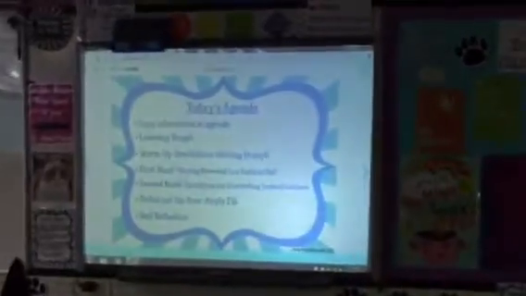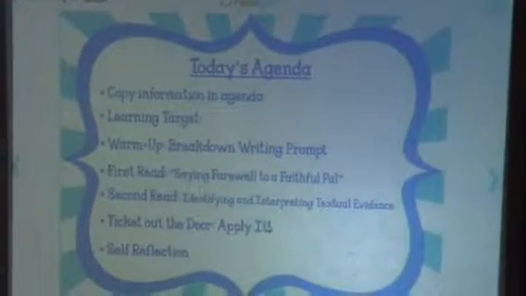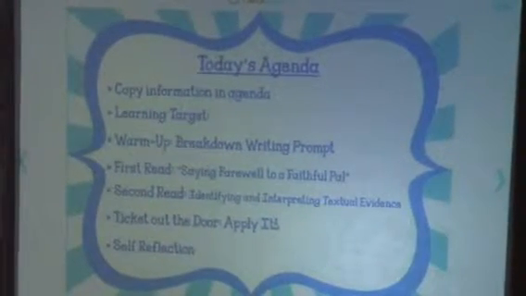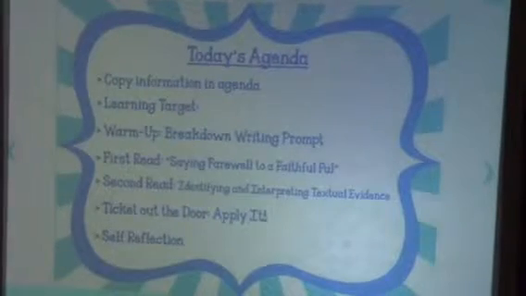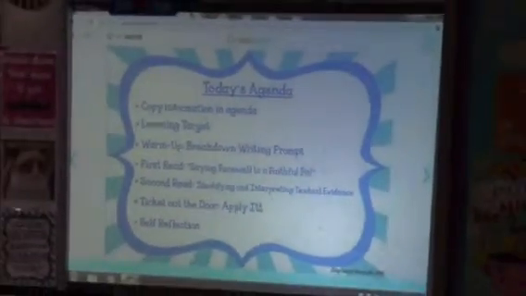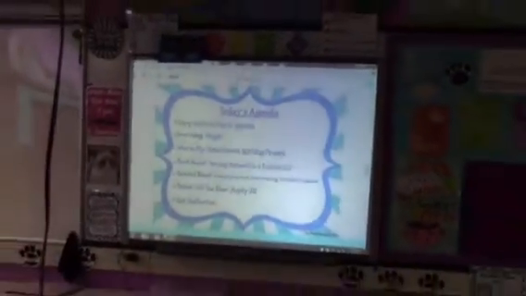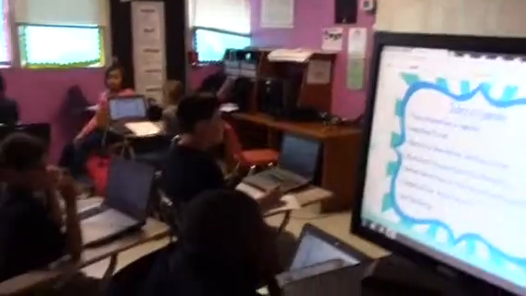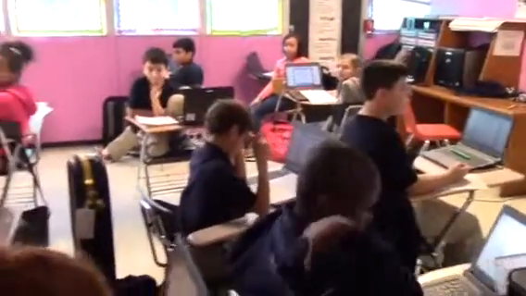Then you guys are going to break down your writing prompt for the end of class. That way we can set our purpose for reading so that we know exactly what we're looking for before we start that first read. We're going to go through the first read just to dig in. And then we're going to go back in for the second read, and we're going to skim and scan to be able to identify and interpret textual evidence.